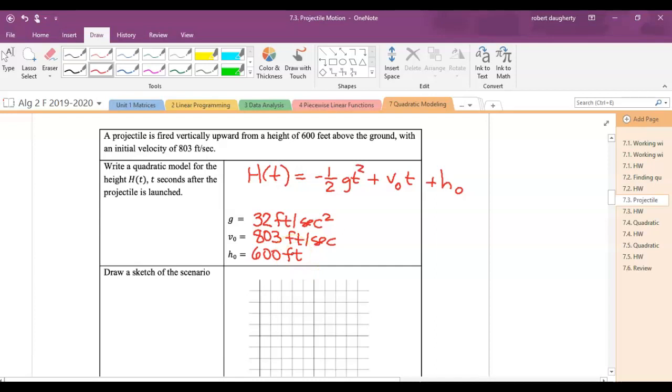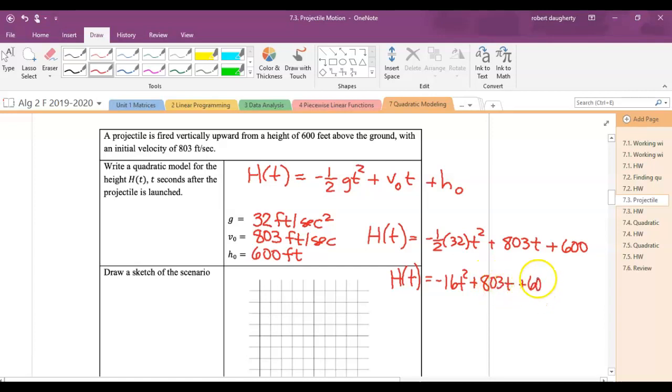This model is h of t is negative 1/2 times 32 t squared plus 803t plus 600. And I can simplify it just a little bit. This h of t is negative 16 t squared plus 803t plus 600.